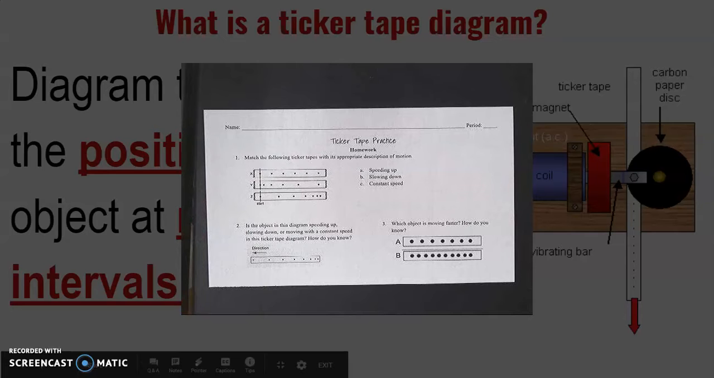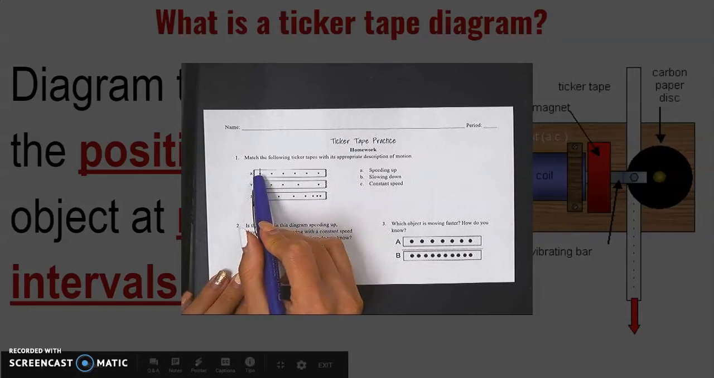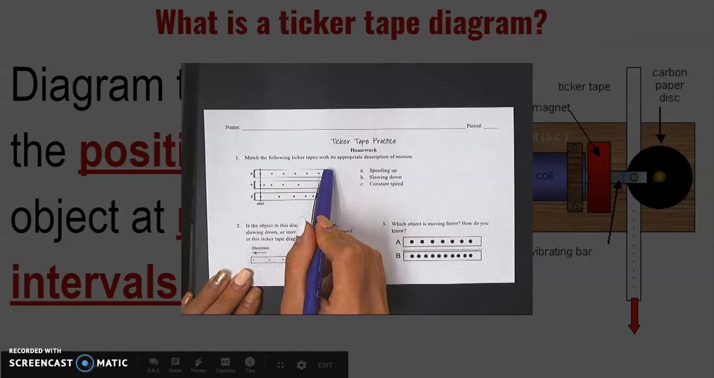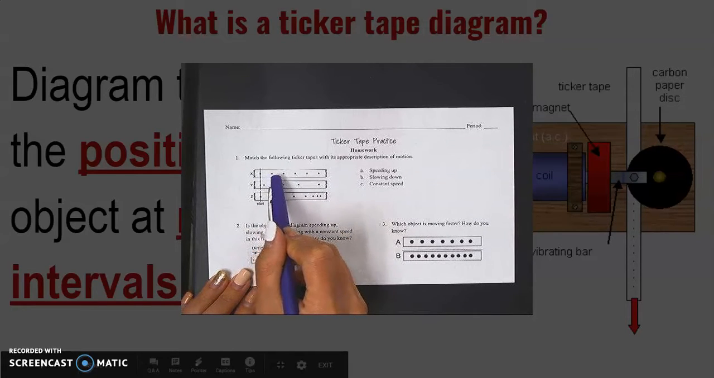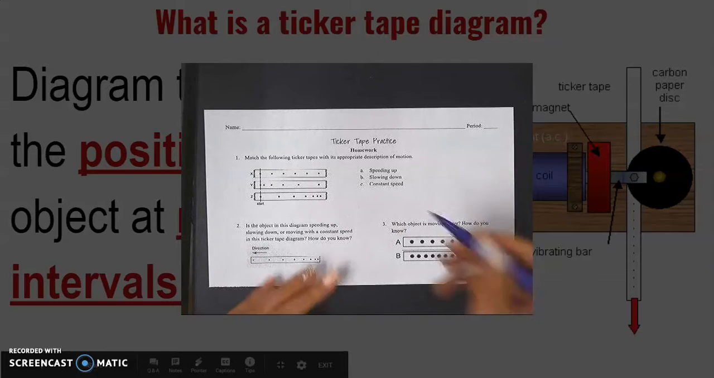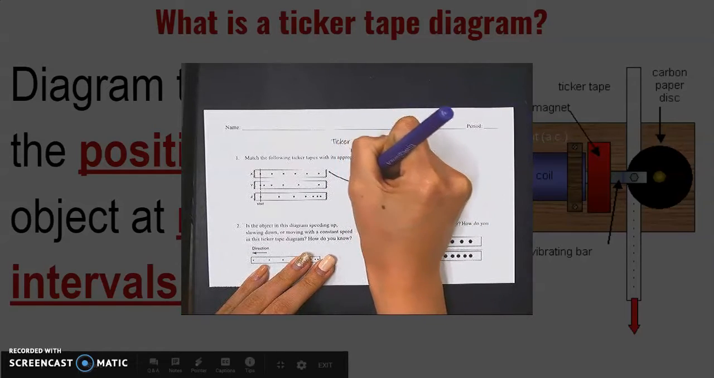In number 1, we're just going to be matching the ticker tapes with appropriate descriptions of motion. So starting from X, we know that we're moving from left to right. And what you notice about X is that the dots are evenly spaced. And so you know that this must be constant speed.